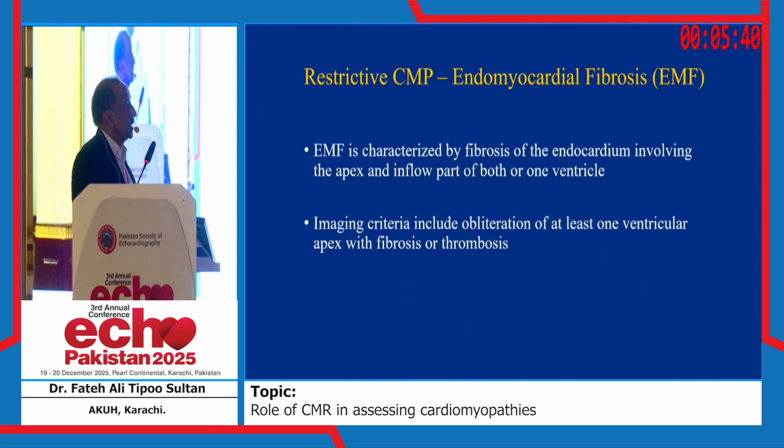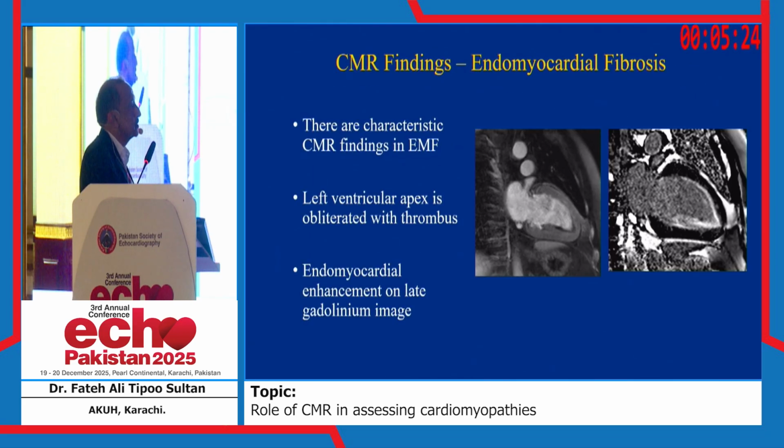Endomyocardial fibrosis is characterized by fibrosis of the endocardium involving the apex and inflow part of both or one ventricle. It may involve both the ventricles or may involve one ventricle. Imaging criteria include obliteration of at least one ventricular apex with fibrosis or thrombosis. So this is a classical patient with endomyocardial fibrosis, and here you can see on early GAD image there is thrombus, and on late GAD image there is typical pattern of endomyocardial hyperenhancement indicative of endomyocardial fibrosis.